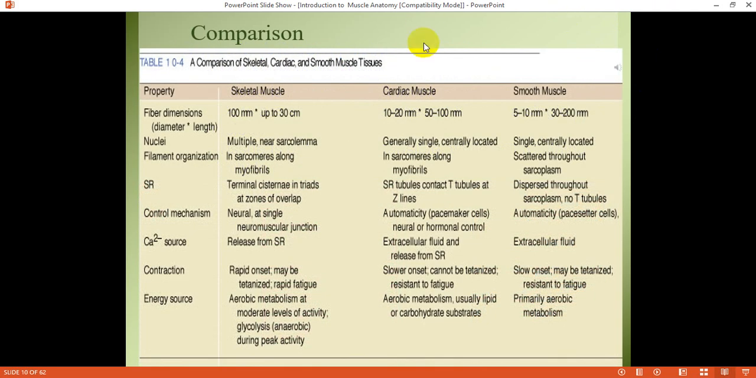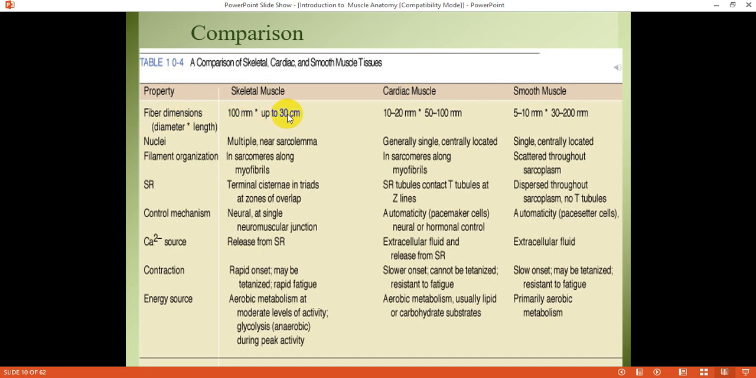This is important to compare all the three types of muscles. They are compared on the basis of different categories. First of all, the fiber dimensions. The diameter of skeletal muscle is 100 mm and the length is up to 30 centimeters.